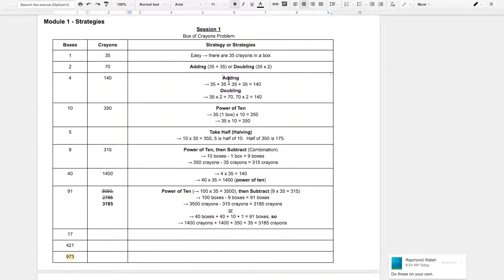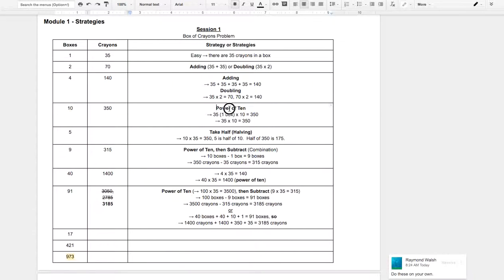So again, you could do adding, but adding gets harder and harder the more numbers you have to add. So here's 35, one box, the second box 35, the third box 35, the fourth box 35, and so you get 140. Or you could double. You could say, I already know that 70 crayons are in 2 boxes, so now I have 4 boxes. 4 is 2 times 2, right? 4 is double 2. So all I need to do is double this number. So if I know that 35 times 2 is 70, all I need to do is double 70 and I get 140. So 2 different strategies.